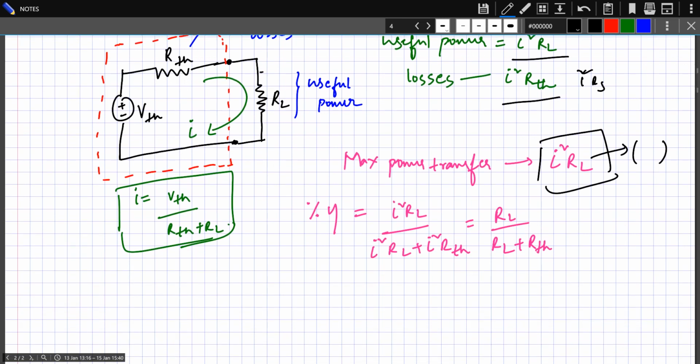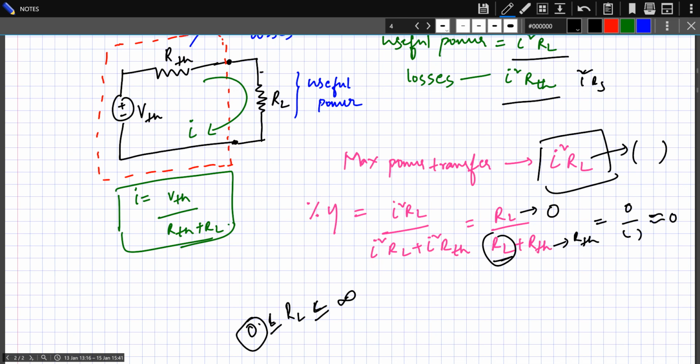So let's conduct the same experiment as we did in the above circuit. When we keep the load resistance very small, the numerator is very small, approaching 0, and the denominator is some value. If we neglect RL, which is very small, we can approximate the denominator to RTH. So a very small value upon anything will give you a very small value.